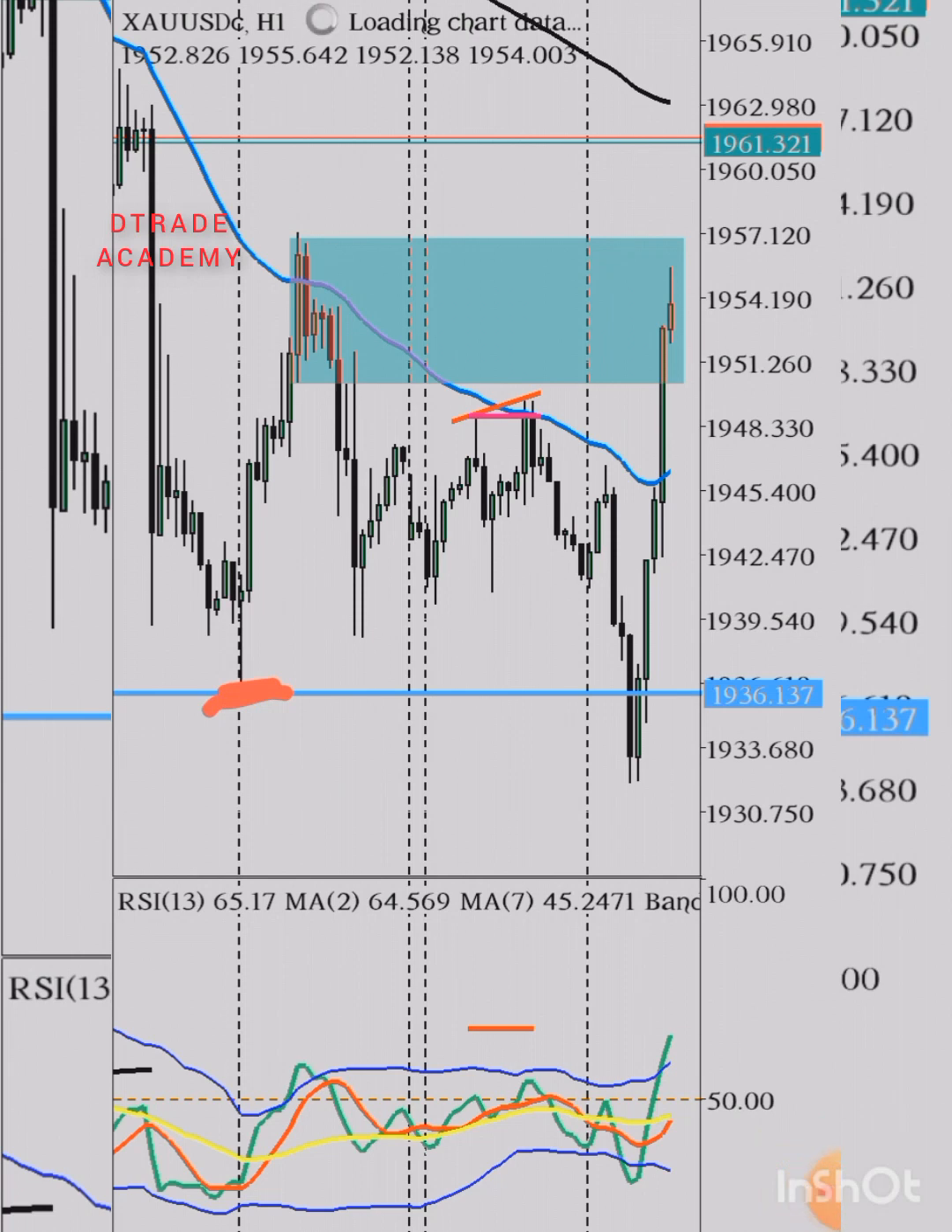Now look at what happened today. Market came and broke structure. Remember, breaking of structure is the first cycle in the market. How do we know it broke structure?